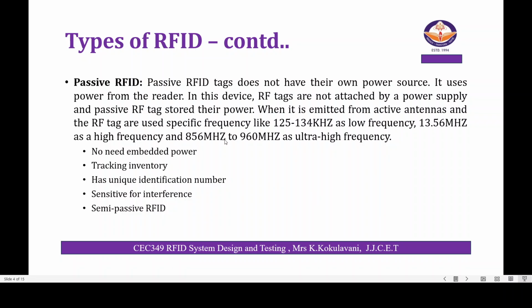The advantages of the passive RFID is that there is no need to embed power with the system, tracking inventory is very much advanced, and it has a unique identification number. It is sensitive to interference of signals. Semi-passive RFIDs are used where both the power supply may be used, or else we may incorporate the power from the RFID source.